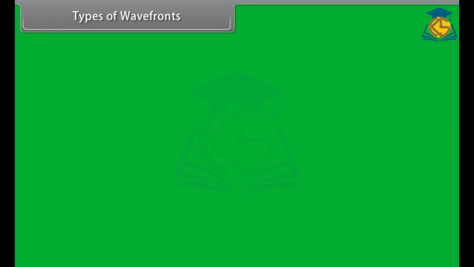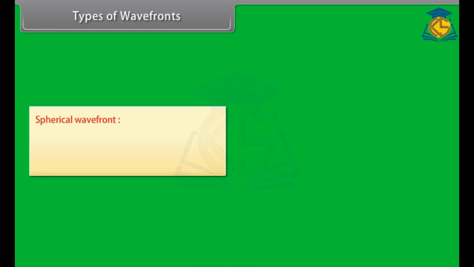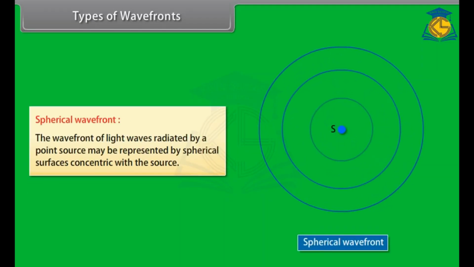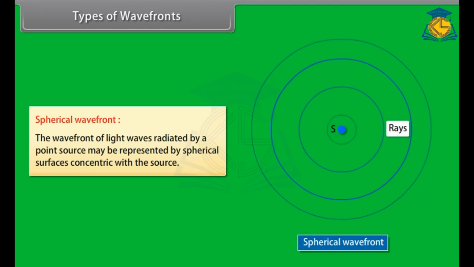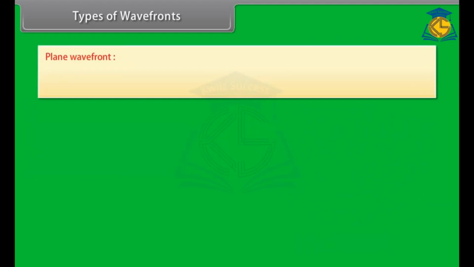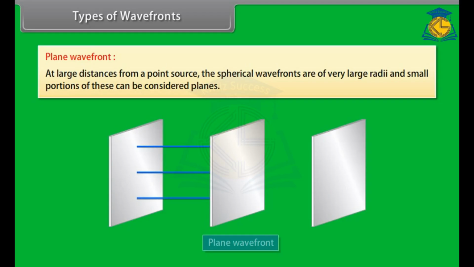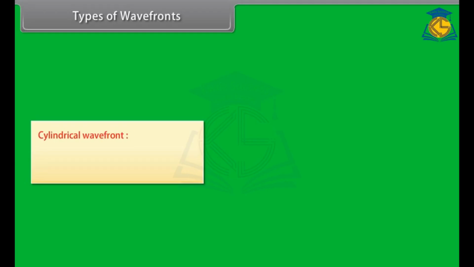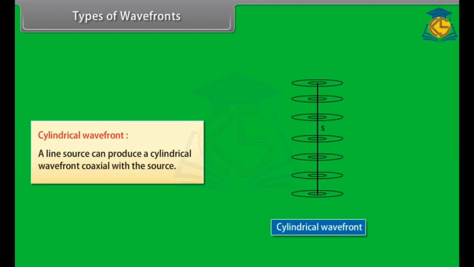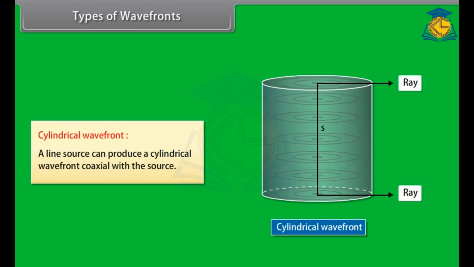Types of wave fronts. There are different types of wave fronts which are given as spherical wave front. The wave front of light waves radiated by a point source may be represented by spherical surfaces concentric with the source. Plane wave front. At large distances from a point source, the spherical wave fronts are of very large radii and small portions of these can be considered planes. Cylindrical wave front. A line source can produce a cylindrical wave front coaxial with the source.